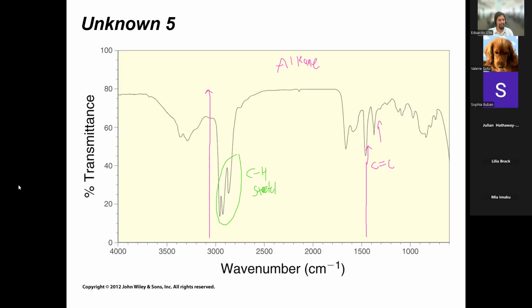All righty. Here's another one. We saw this one earlier, so you should already be more familiar with it. Which one's this one?